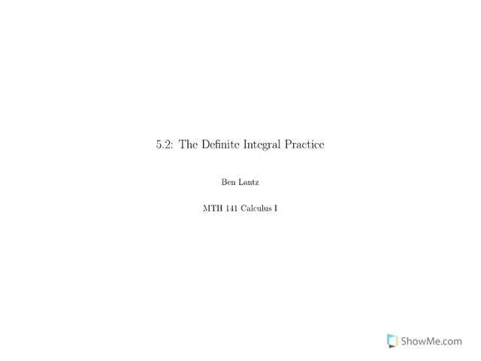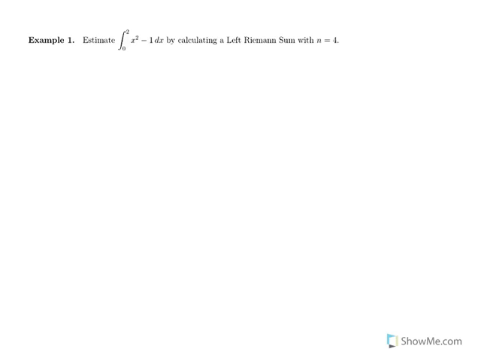In this video, we're going to do some practice problems relating to the definition of the definite integral and looking at Riemann sums to approximate the value of the definite integral. So our first example is: estimate the integral from 0 to 2 of x squared minus 1 dx by calculating a left Riemann sum with n equals 4.